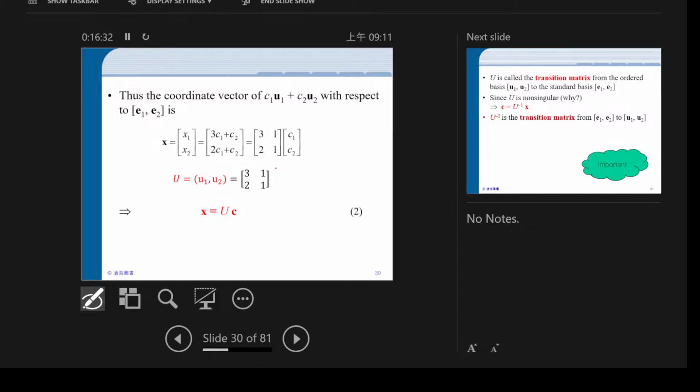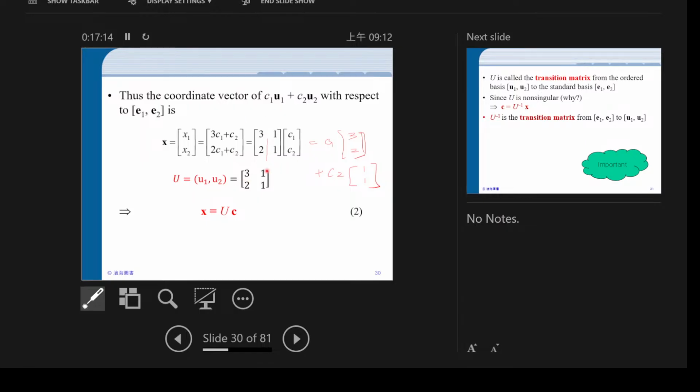Another way to see this is a direct interpretation, because this matrix equation can be written as c1 times (3, 2), which equals u1, plus c2 times (1, 1). This is something we talked about in chapter 1: when we multiply a matrix by a vector, we can view this as a linear combination of the column vectors of the matrix.